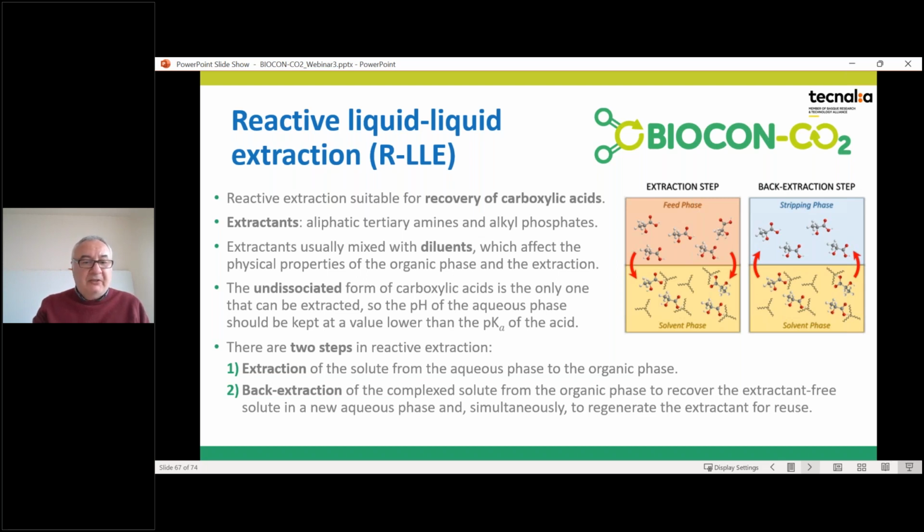There are two steps in reactive extraction. The first is the extraction of the solute to obtain a solute-extractant complex in the organic phase and a relatively solute-free aqueous phase. The second is the back extraction or re-extraction of the complexed solute from the organic phase to recover the extractant-free solute in a new aqueous phase, and simultaneously to regenerate the extractant for reuse.